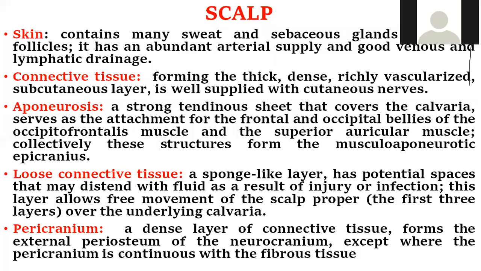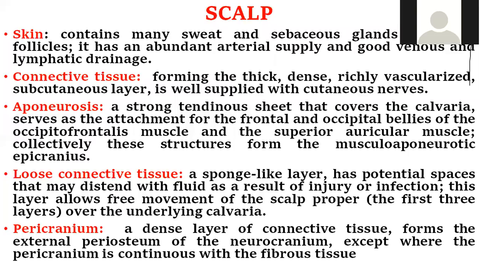So next to it is the connective tissue. With connective tissue, it is thick, it is dense, it is highly vascularized, and you know, it's the subcutaneous layer, and it is well supplied with cutaneous nerves. So the next to connective tissue is the aponeurosis.